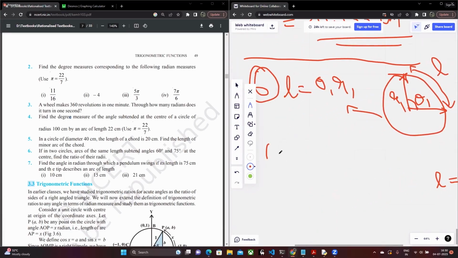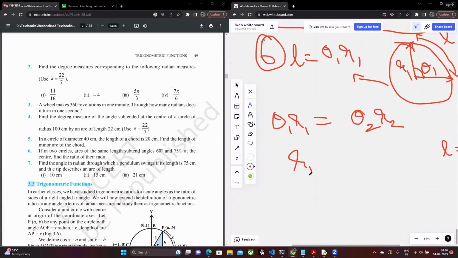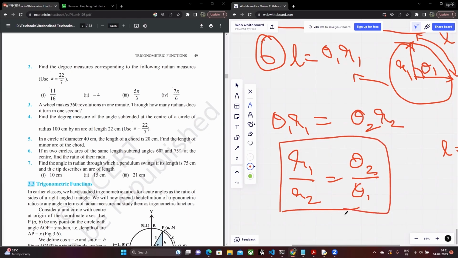Therefore, you have the fact that theta 1 R1 is going to be equal to theta 2 R2, or R1 divided by R2 is going to be equal to theta 2 divided by theta 1. This is going to be the major logic that I'm going to use in this case.